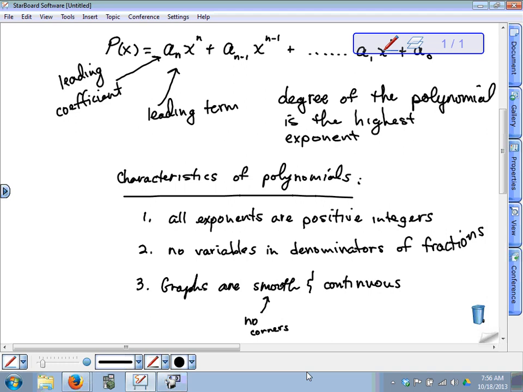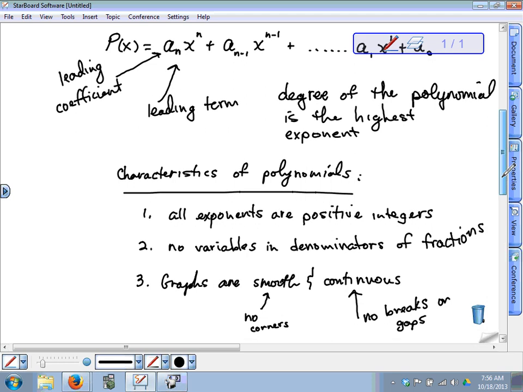Continuous means if you were to put your pencil on the graph and just trace along the graph, you wouldn't have to lift up your pencil at all. You could just trace along the entire graph throughout its entire domain. So on the last test we just took, what's an example? The piecewise. Those are not continuous because you trace along part of it and then you have to lift up your pencil and go to the other part. Those are not continuous. So continuous means no breaks or gaps. No breaks, no gaps.